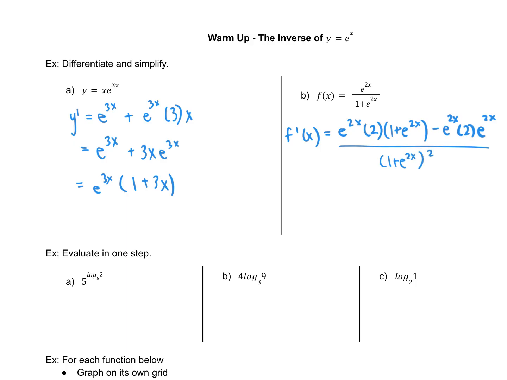Now, in terms of cleaning up, I'm just going to look at this as one unit and this as the other, and they both have e to the power of 2x and a 2 in common. Here's 1 and 1, here's 1 and 1. So I'm just going to factor it out. So 2e to the power of 2x. When I take it out from the first unit, I'm just left with 1 plus e to the 2x. When I take it out from the second, I'm left with negative e to the 2x.